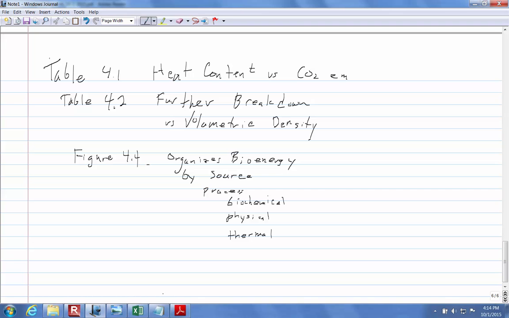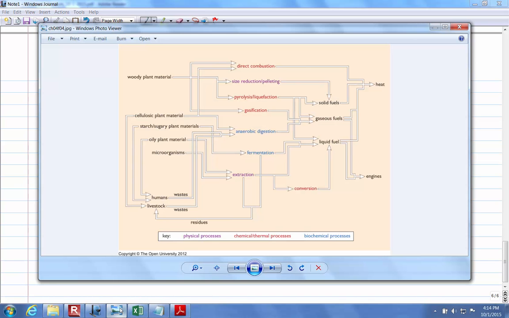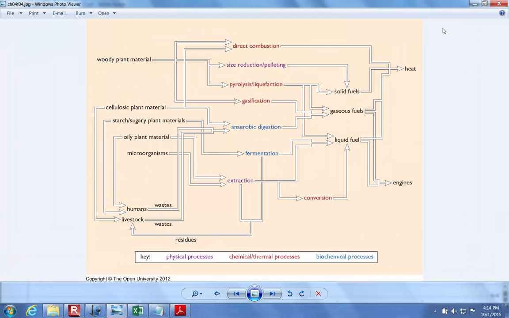So let me quit doing this. Let's call it up if I can find it. There it is. Aha. Let's take a look at this thing. So look at the key down at the bottom. Color coded. Whoa. Physical processes, chemical thermal processes, and biochemical processes.